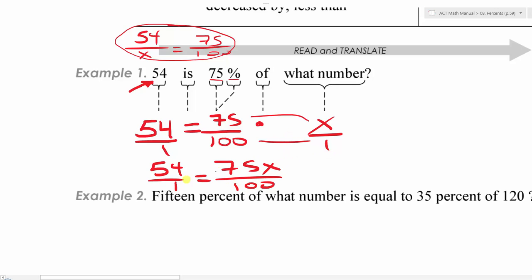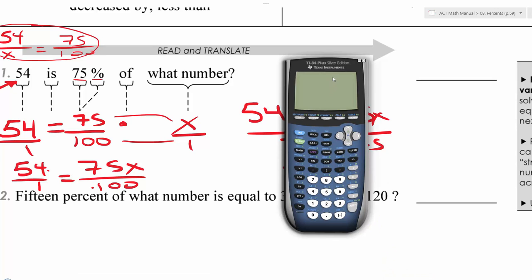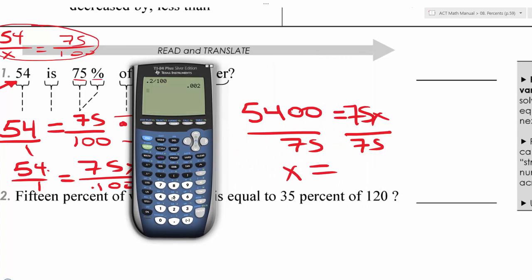And now I have what looks like a very simple proportion. I'm just going to cross multiply. 100 times 54 is 5400. And the 75x times 1 is obviously just 75x. Let me bring this over so I don't run out of room. And then to finally solve for x, to isolate x, I divide both sides by 75 and I get x equals, and obviously I'm going to do this in the calculator, 5400 divided by 75, and I get 72.